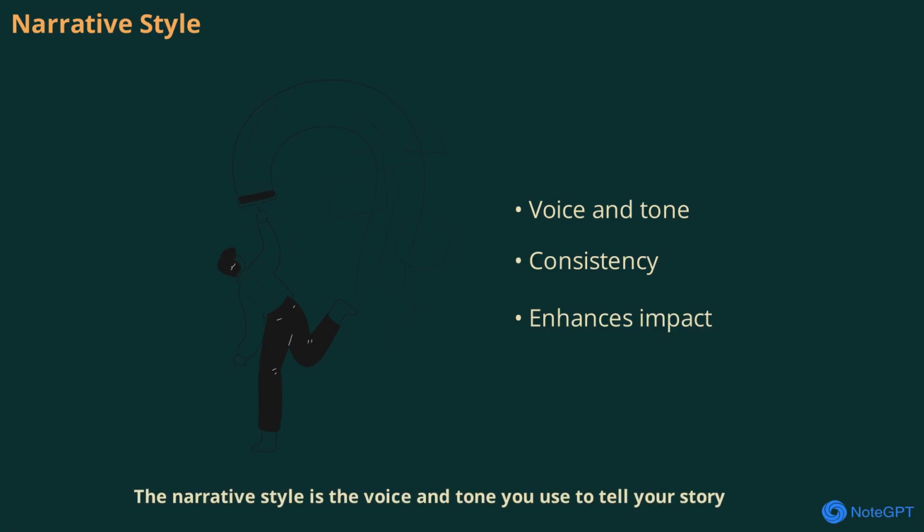Narrative style is the voice and tone you use to tell your story. It can be formal or informal, reflective or straightforward, depending on your audience and purpose. A consistent narrative style helps unify your essay and makes it easier for readers to follow. Choose a style that fits your story and enhances its impact, ensuring your voice comes through clearly.